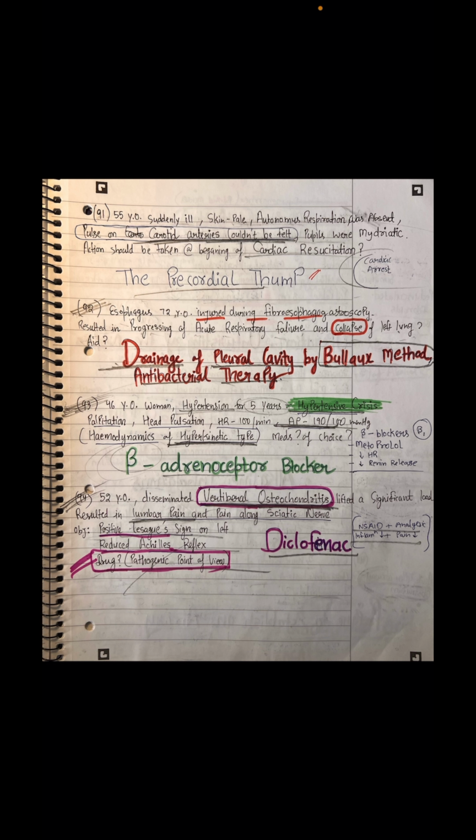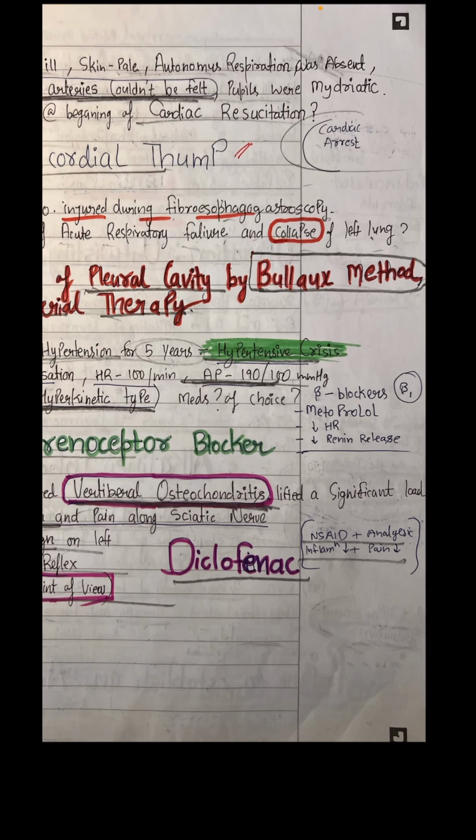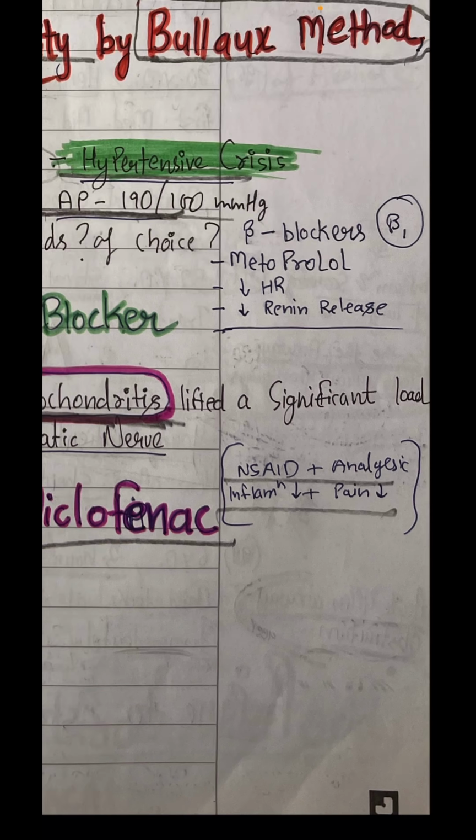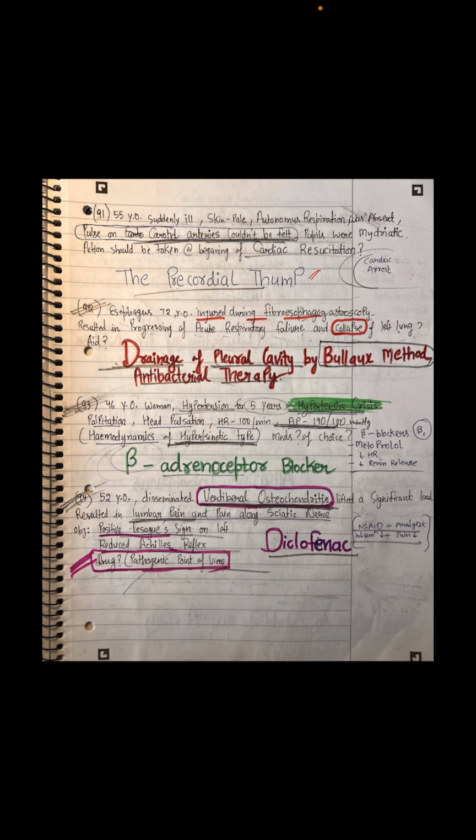Lasègue's sign is positive, so the patient is reporting pain on the elevation of the leg. So we need to give pain management to the patient. Here we need to give the inflammation management. We need to give the pain management to the patient, which is NSAIDs. The choice of NSAID which we are using here is diclofenac, or sometimes they say diclofenac sodium.